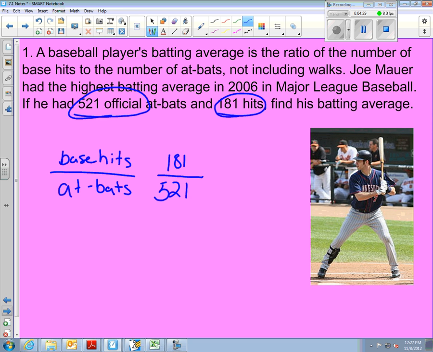Now, if you know anything about baseball, you'll know that we don't leave a batting average as a fraction. We're going to change it into a decimal. And that decimal is going to be .347. Typically, I ask you guys to round to 1 decimal place, but batting average we leave in 3 decimal places.